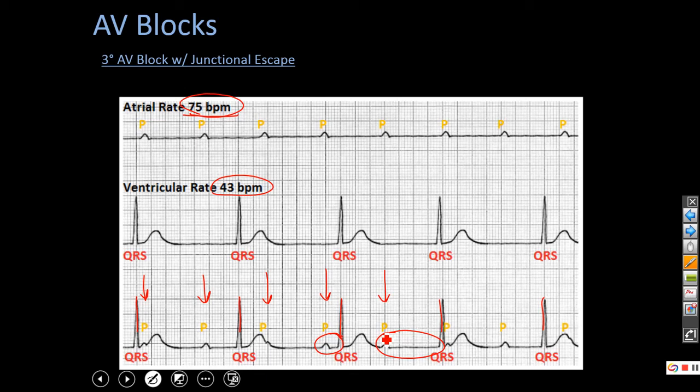So that's really the defining characteristic between understanding third degree AV block with a junctional escape rhythm and second degree type 1: if you have a third degree present, then your R to Rs are going to be perfectly regular. You would expect them to be. However, with second degree type 1, where that block is present, you're going to have irregular R to Rs.